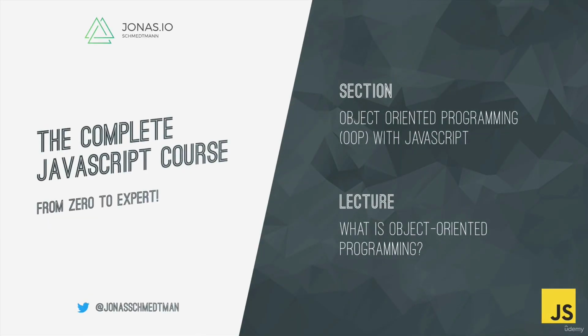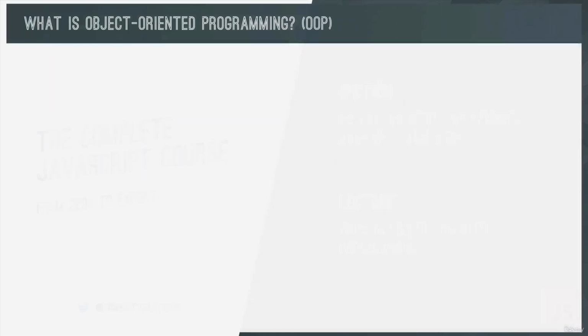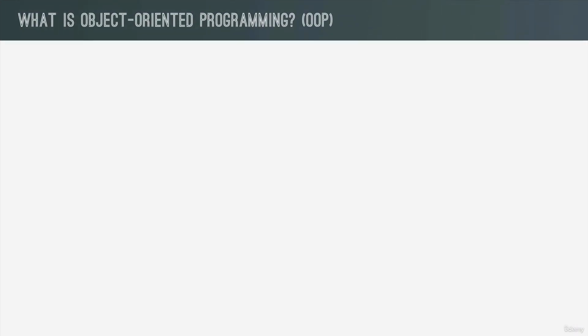So this section is about object-oriented programming, and this lecture is going to be a very general, high-level overview of this programming paradigm. So we're going to talk about what object-oriented programming is, how it works in general, and about its four fundamental principles. So this is going to be a really important and valuable lecture, and so let's get started. So first of all, what is object-oriented programming?